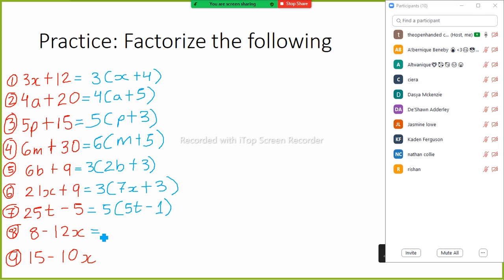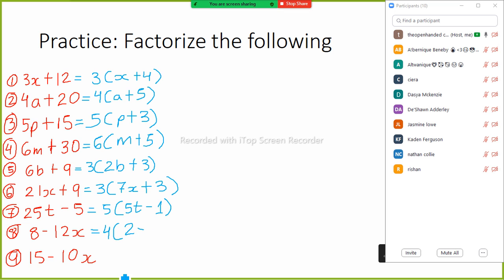So 4, open bracket. What could be put inside? Not x. We have to try to get back 8. So what can we use to multiply to get 8? 2. Very good, 2.